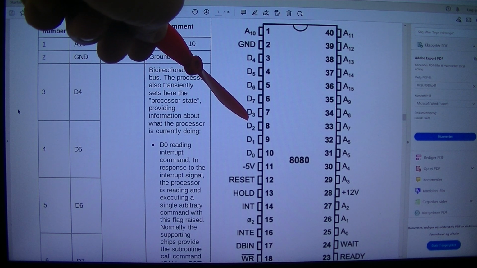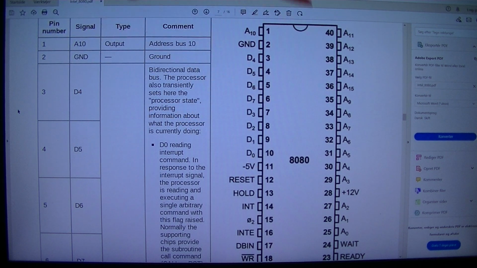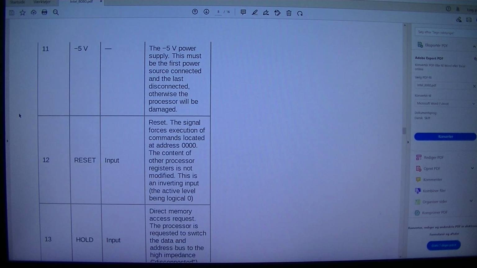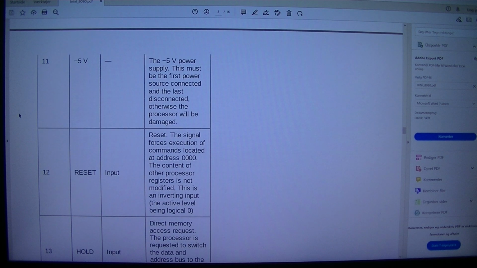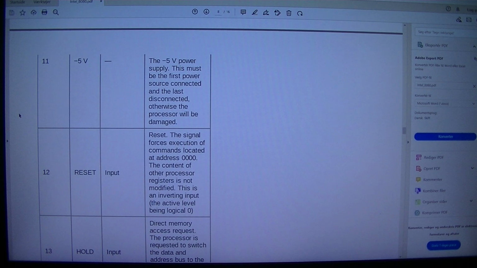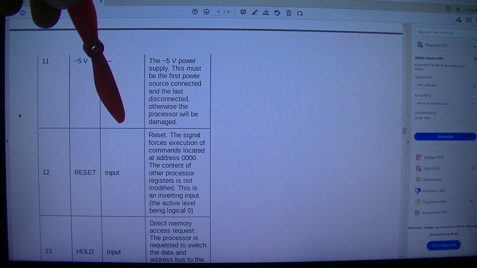4 D5, 5 D6, 6 D7, 7 D3, 8 D2, 9 D1, 10 D0, 11 5V. The 5V power supply. This must be the first power source connected and the last disconnected, otherwise the processor will be damaged.